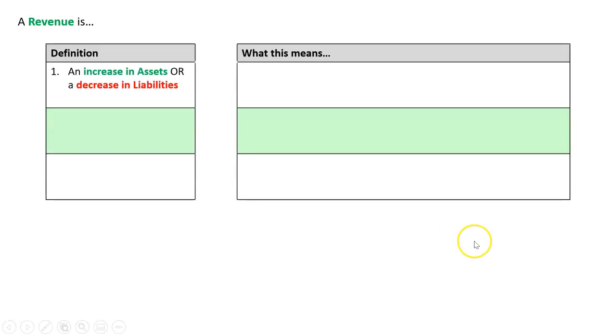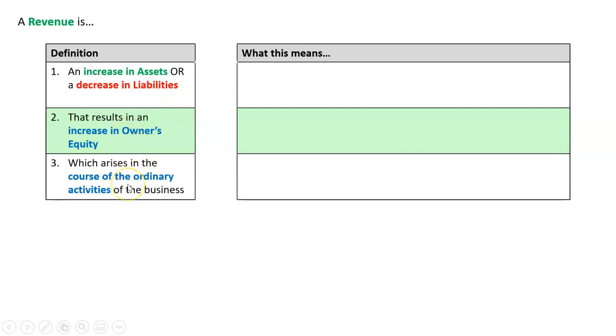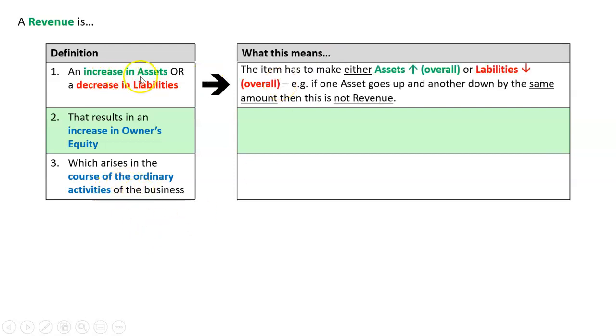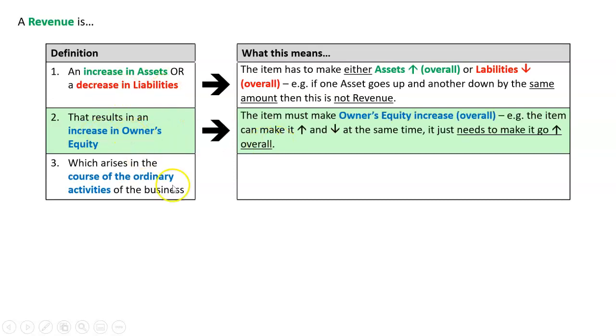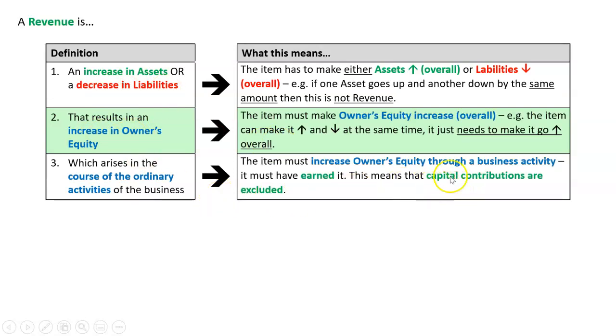So what are we talking about? Well, whenever you get something, you're just going to go, is it a revenue or is it not a revenue? Because you're going to go, one, is there an overall increase in assets or decrease in liabilities that results in an increase in owner's equity, which arises in the ordinary course of the business's activities? So it's just got to be an overall increase here, or here, an overall increase here. And it can't be from a capital contribution. It's got to be through a business activity.